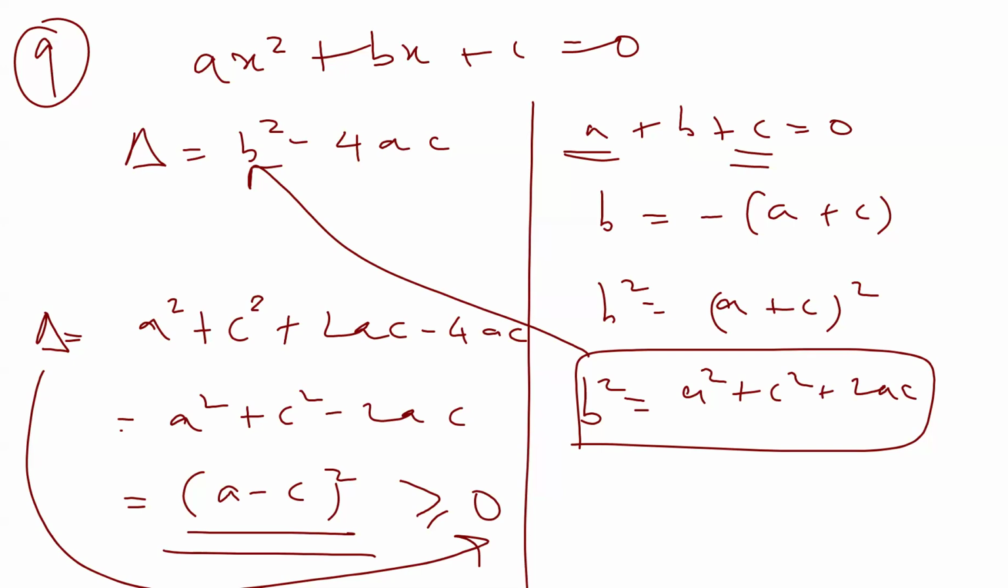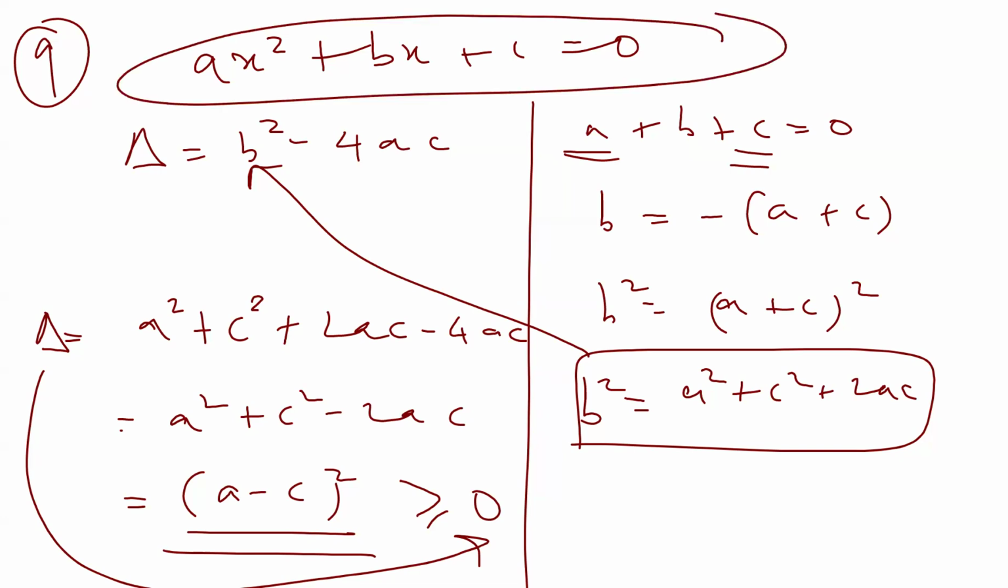Okay, now they have given a, b, c are rational. So if a is not equal to c, and a and c are rational, then rational minus rational will be a rational number. Its square is also a rational number. So there won't be any root in this. So the roots are rational as well. Right.